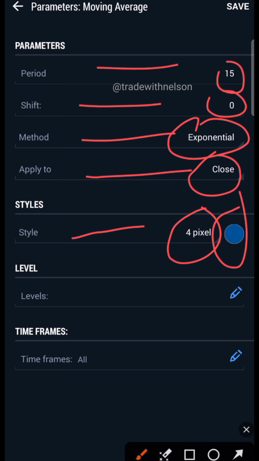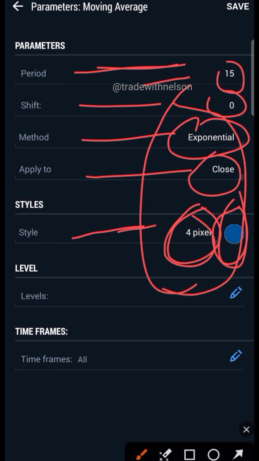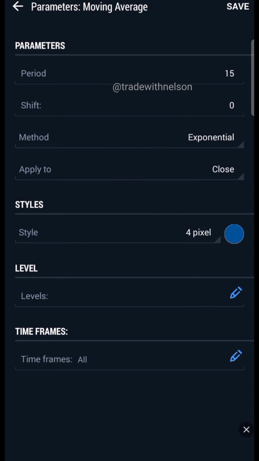So now listen carefully. For the remaining moving averages, I will only show you the period, because the only thing you need to change is the period. Leave the color as blue, then pixel as 4 pixel, leave everything else as you see over here, but only change the period. Then after this, you click on save.